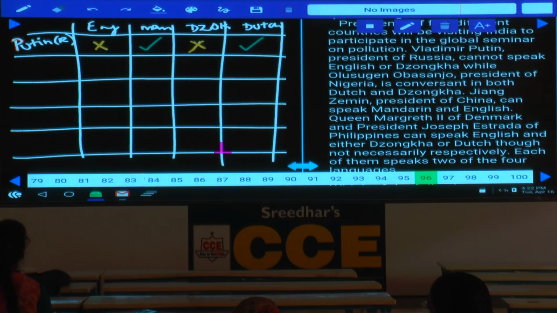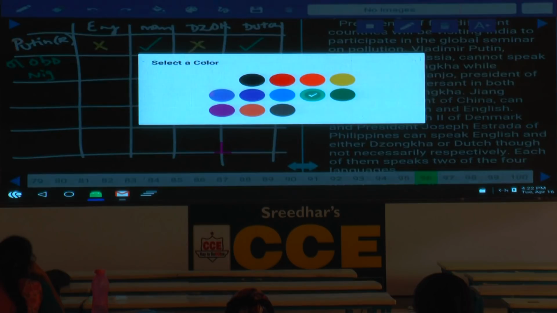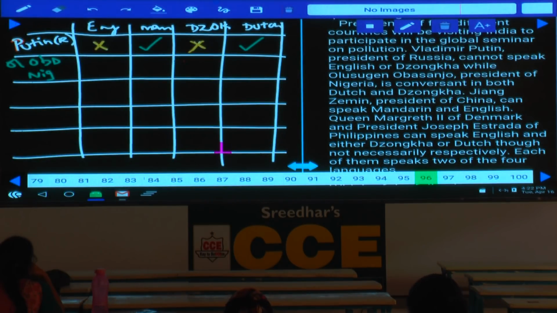Then what is the next information we have? Olusegun Obasanjo, president of Nigeria, is conversant in both Dutch and Jonka. Dutch and Jonka, these 2 are true, isn't it? That means this person is very good in these 2. That means what happened to the remaining 2? Because each person is good at only 2 languages, this person cannot speak English and Mandarin.